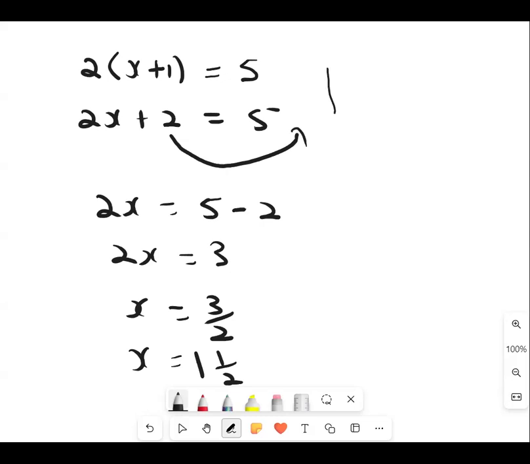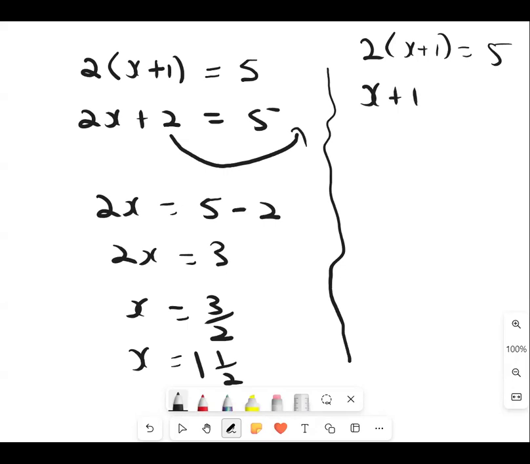You can actually do it this way too. This might be a little difficult for you, especially if you're afraid of fractions. You can divide throughout by 2. So look at this. Divide throughout by 2 first. You can do that. You have x plus 1 equals 5 divided by 2, right? And then you take over the 1 and subtract. So you have x equals 5 over 2 minus 1, which is also equal to 1.5 or 3 over 2. Right? 5 over 2 is 2.5. 2.5 minus 1 is 1.5.